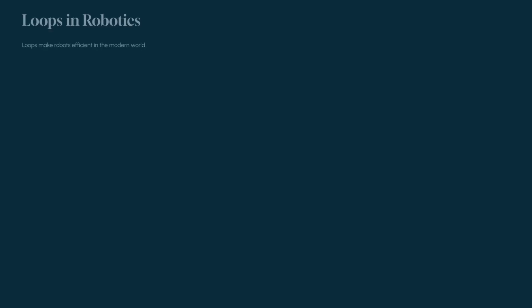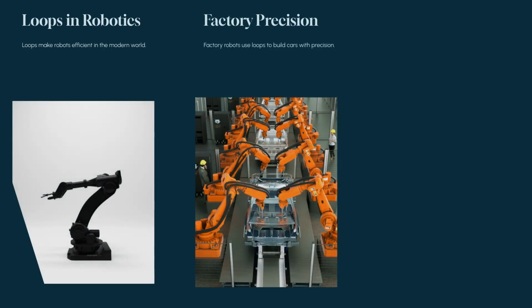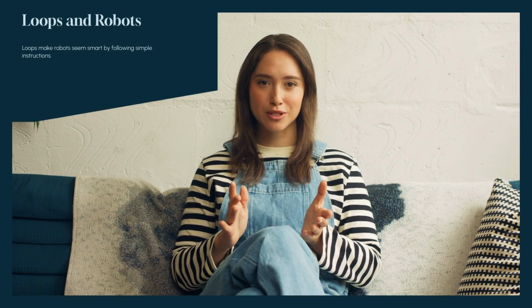Here's where loops get amazing in the robot world. Factory robots use loops to build thousands of cars with perfect precision every day. Your robot vacuum uses loops to continuously scan while cleaning, repeating movements until every corner is spotless. Automated lawnmowers use loops to monitor their position until your entire yard looks perfect.